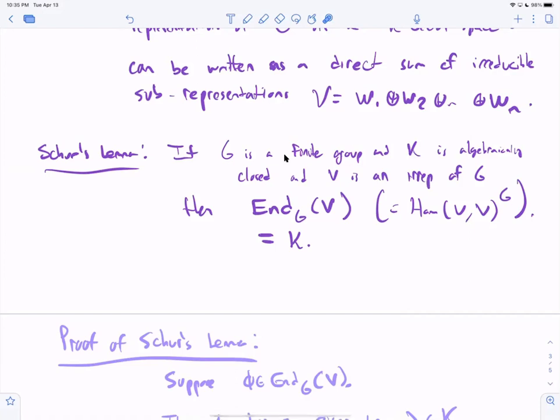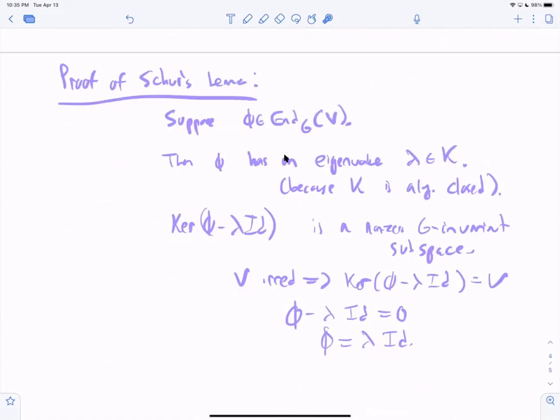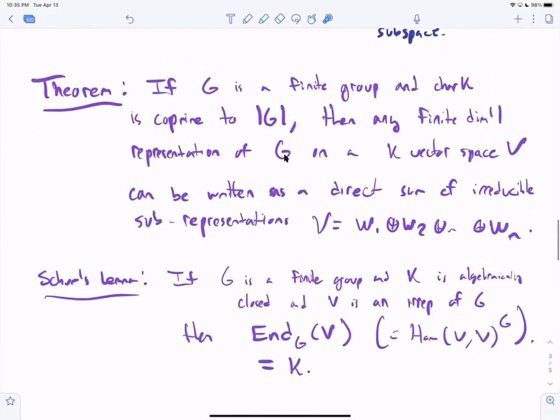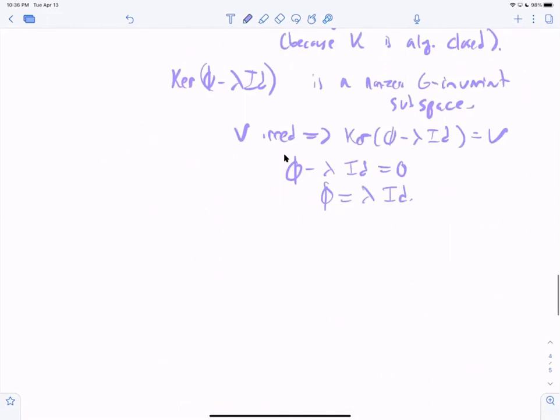If K was not algebraically closed, this is not the answer you'd get, but what you'd find instead was that the endomorphism ring was always a division algebra. That could be a non-trivial division algebra. We won't use that though. Okay, so that's Schur's lemma. And then back to the proof of the theorem. This theorem is called complete reducibility.